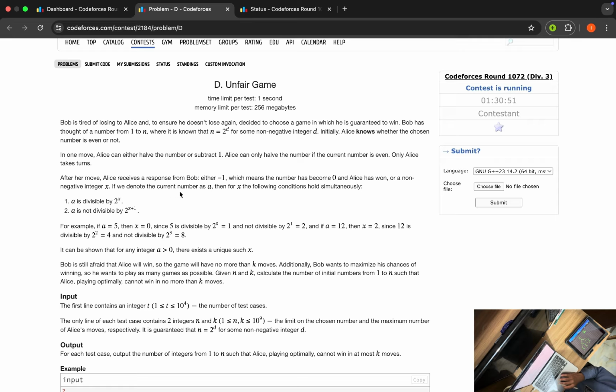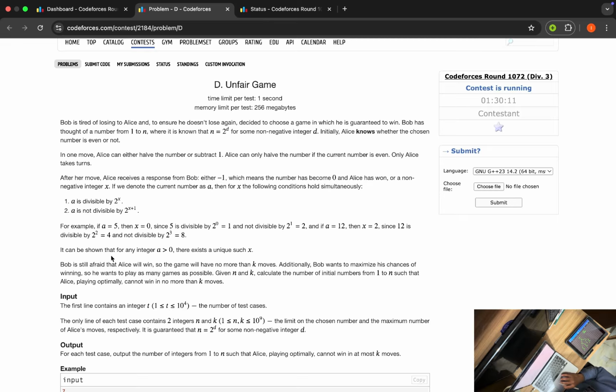If we denote the current number as a, then for x the following conditions hold simultaneously: a is divisible by 2 to the power x, and a is not divisible by 2 to the power x plus 1. For example, if a equals 5, then x equals 0, since 5 is divisible by 2 to the power 0 and not divisible by 2 to the power 1, and if a equals 12, then x equals 2.